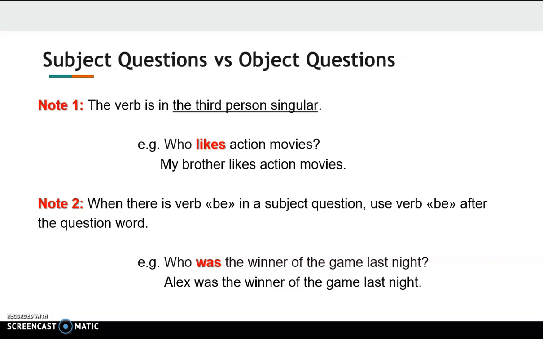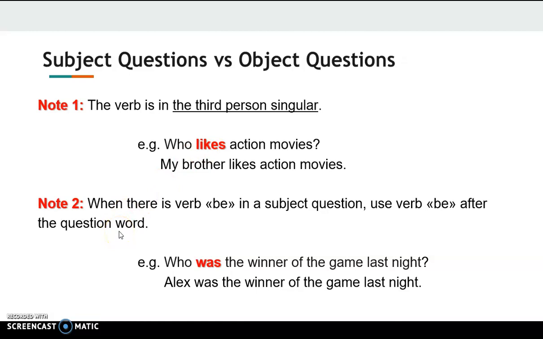In a subject question, we are asking for the subject. We don't know if the subject is singular or plural. That's why in subject questions with who, we use the verb in third person singular. In this example, we need simple present form of the verb. That's why we use who likes action movies.